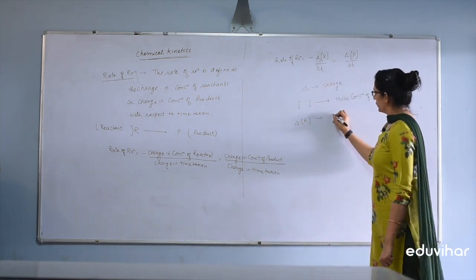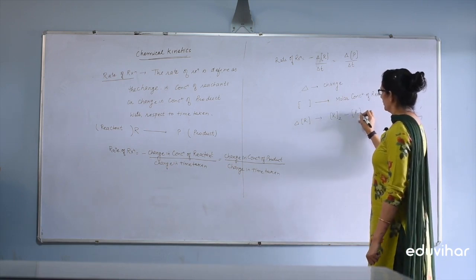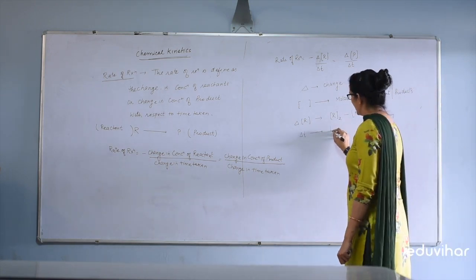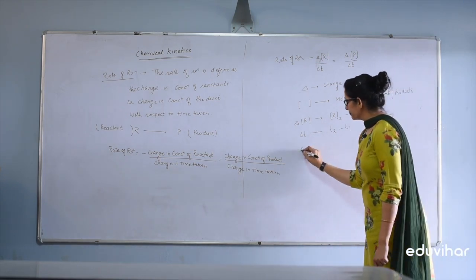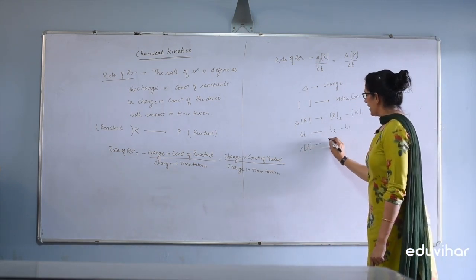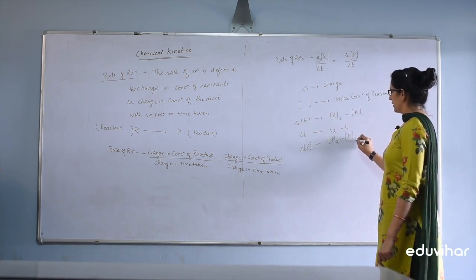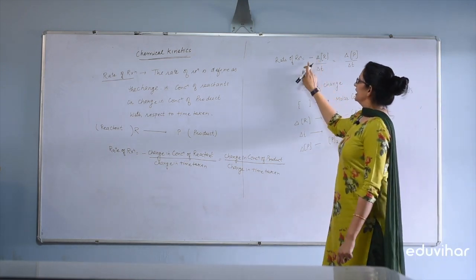Delta R is equal to R2 minus R1, and delta T can be represented as T2 minus T1. Delta P can be written as P2 minus P1. Okay. Can you get the point why I write negative here?